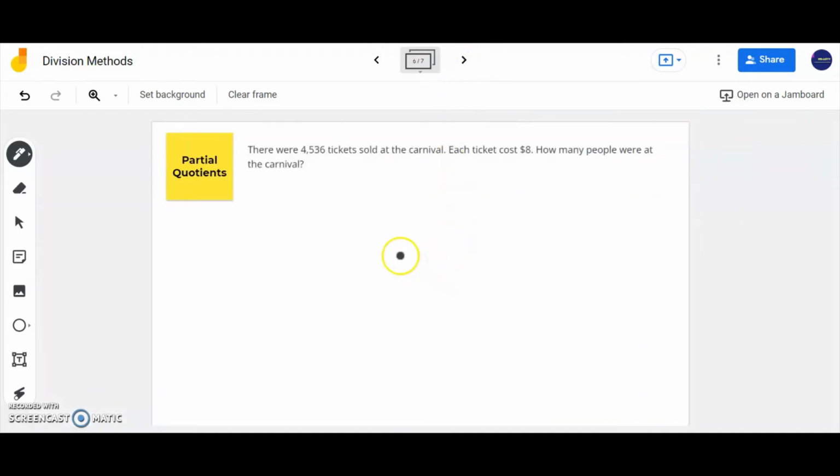Now in this problem here, it says there were 4,536 tickets sold at the carnival. Each ticket, keyword for division, each ticket cost $8. How many people were at the carnival? So to figure out how many people were at the carnival, if we know that this amount of tickets were sold and each ticket cost $8, we are in fact going to divide.